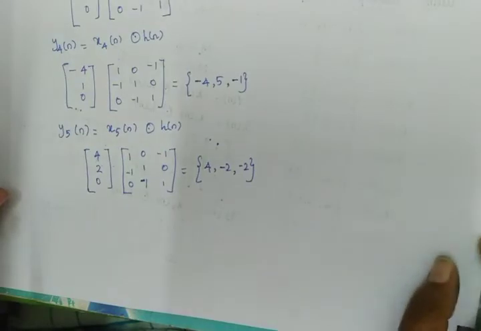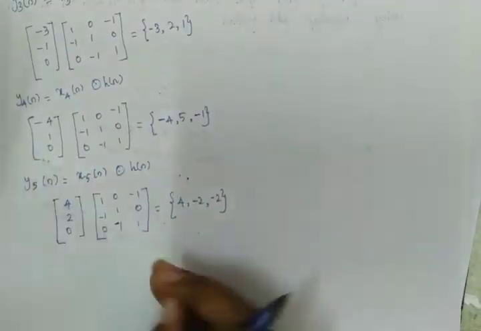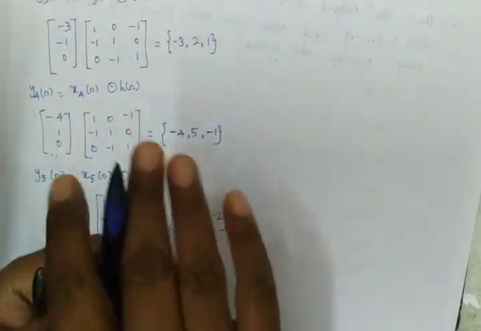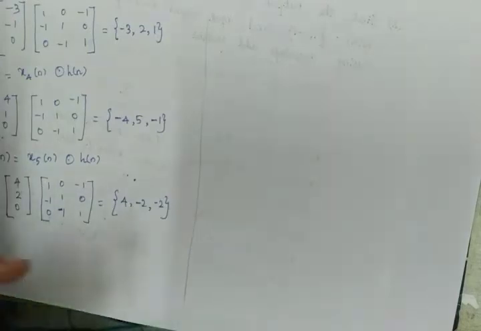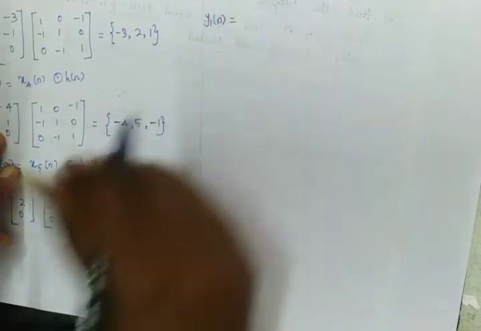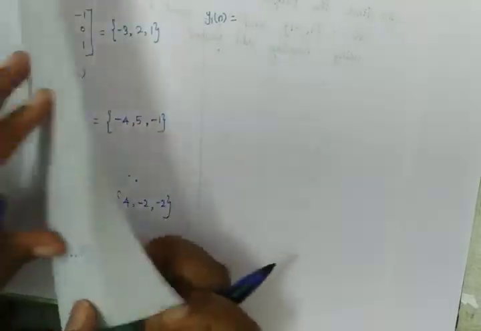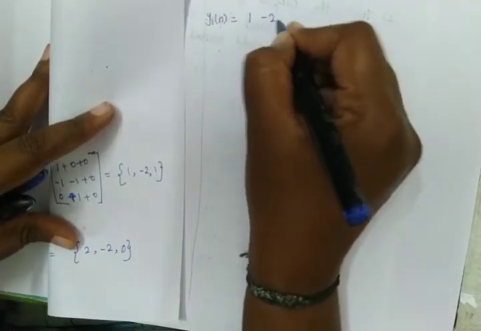Now what we have to do? We have to write the final answer. Now what is y1 of n? So we have found already what is y1 of n. y1 of n is equal to 1 minus 2 1. So let us write this. Let us write here. y1 of n is equal to 1 minus 2 1.